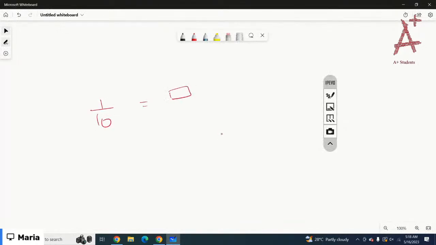you have 1 over 10 and the missing number divided by 100. Here you have 10. You need to multiply this 10 times what number makes 100? 10 times 10 makes 100. You need to multiply the same value with this one. So 1 times 10 makes 10. So it would be 10 over 100. Got it?